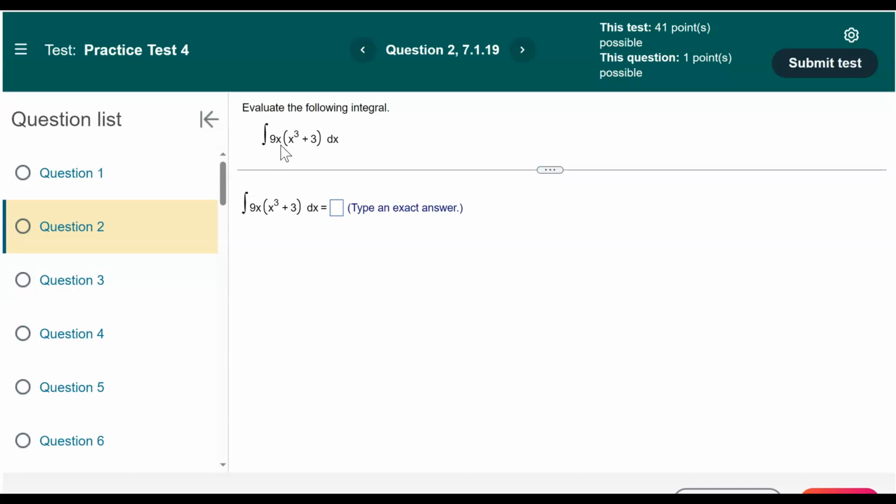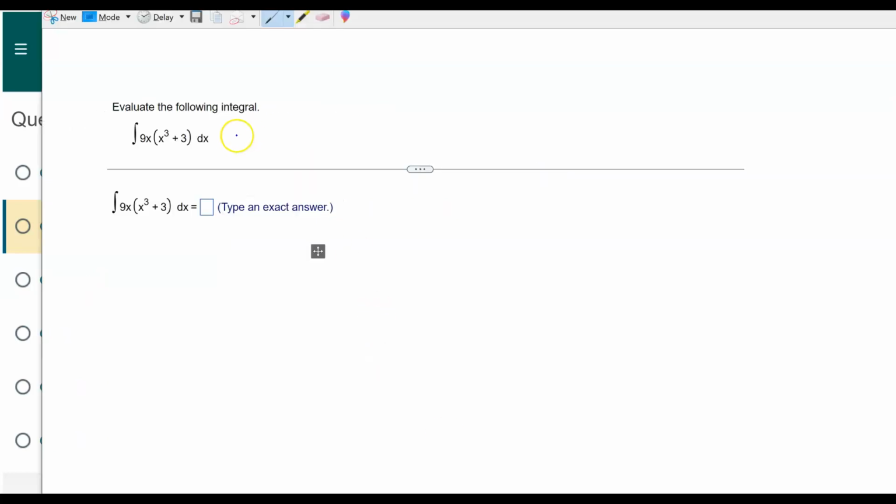So I would suggest instead of doing u substitution, you try to rewrite this first by distributing 9x to each term inside the parentheses and then just apply the normal integration. So let's do that. Okay, so we will have to distribute 9x to each term inside the parentheses. So we will have 9x to the 4th plus 9 times 3 is 27x dx.